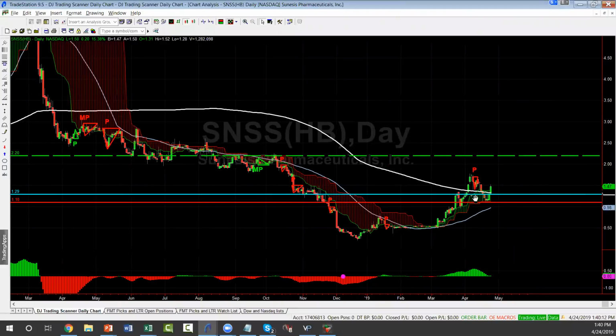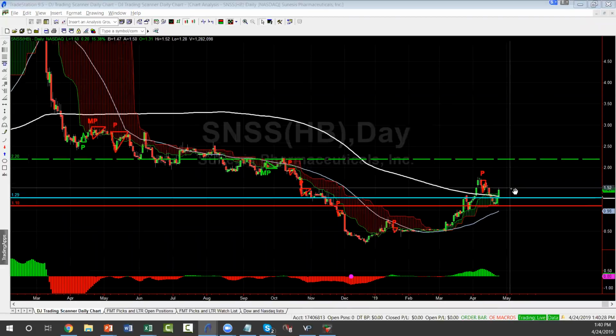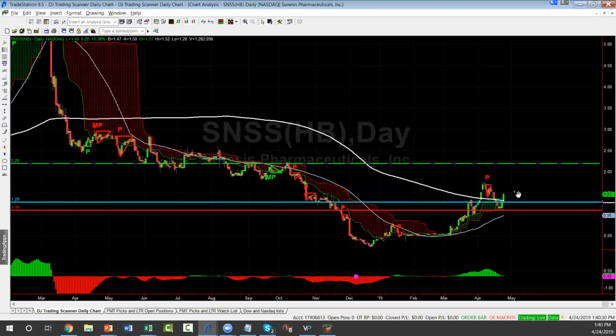But it's this green shaded area, right? So this thing broke out, pulled down to the bottom of the cloud, found support, and reversed up. And I said, man, that looks really good. I was doing this about 2 hours ago, and I said, you know what? This trade meets all of my criteria. I'm going to go ahead and take this trade.